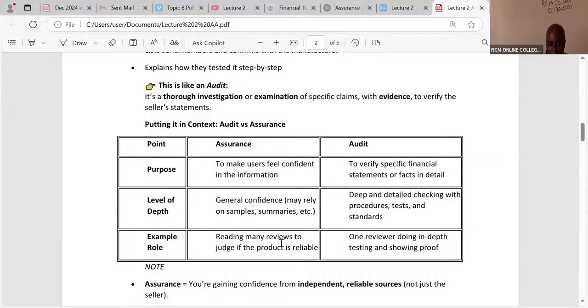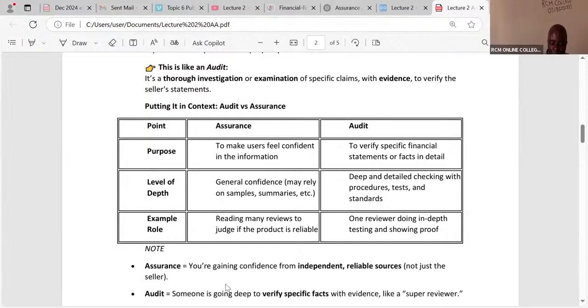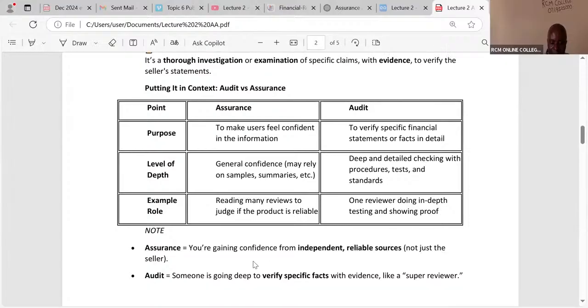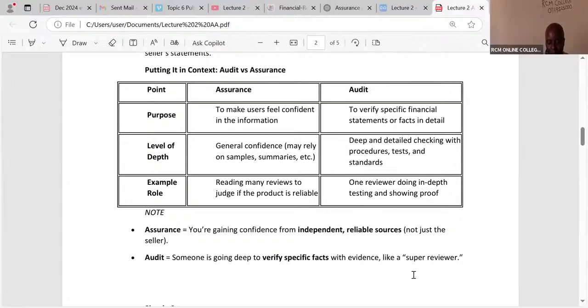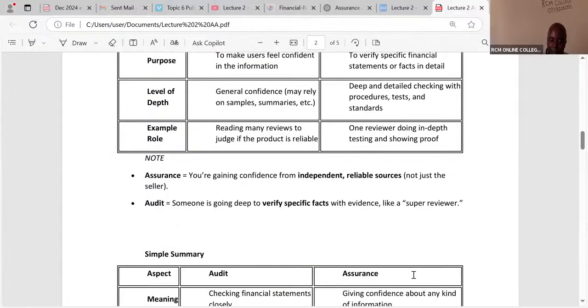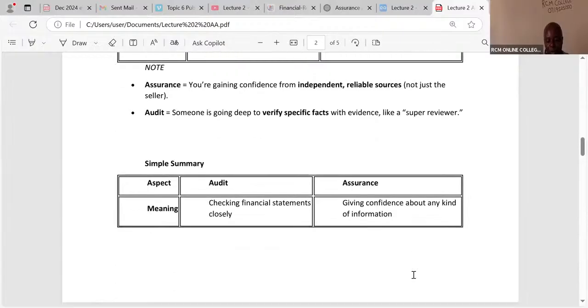Example: reading many reviews to judge if the product is reliable. Then we have one reviewer doing in-depth testing and showing proofs. With assurance, you are gaining confidence from independent, reliable sources, not just the seller. With audit, someone is going deep to verify specific facts with evidence, like a super reviewer. That super reviewer we shall be calling the independent auditor.